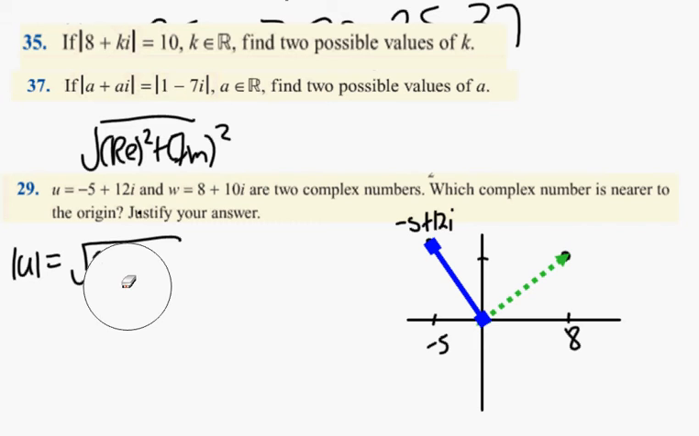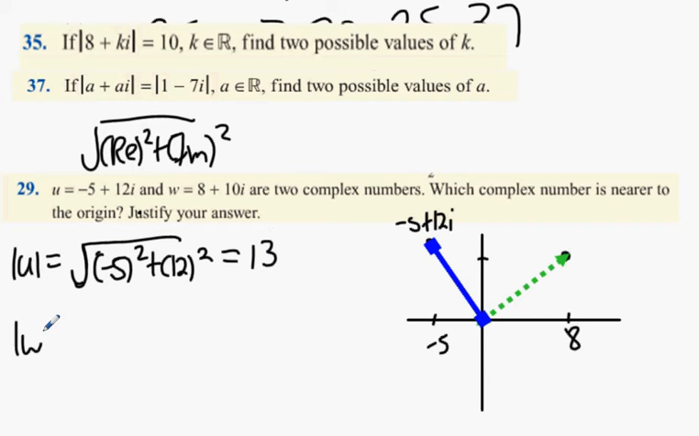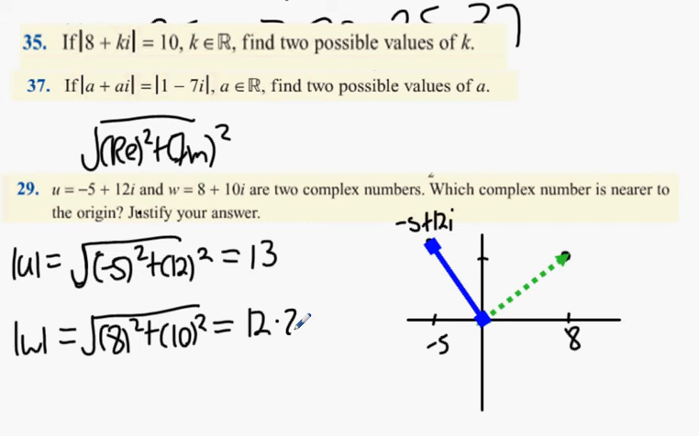Now the real part of u is what, guys? Minus 5 squared plus 12 squared, and most people got what for that? 13, right? Now for w, we get 8 squared plus 10 squared. What's 8 squared plus 10 squared? 12.81. So it's easiest to see that u is the one that's further away. So as an example, the green line is longer than the blue line, but not by much, by 0.2. Very little in the difference.